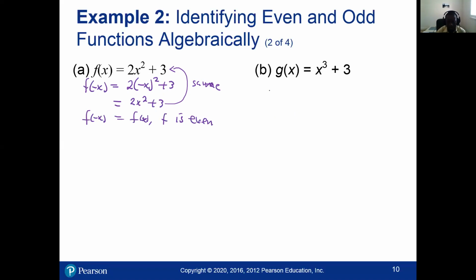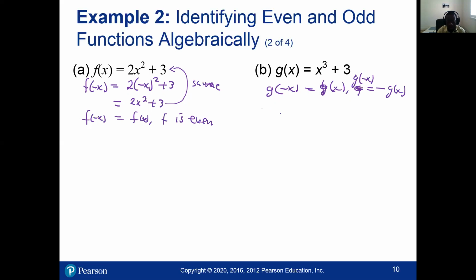We do the same thing. We're going to check whether this is equal to g of x, or whether it is equal to negative g of x. That is, g of negative x is equal to one of these. If we don't get either of these, then we say that it's neither odd nor even. So let's go.